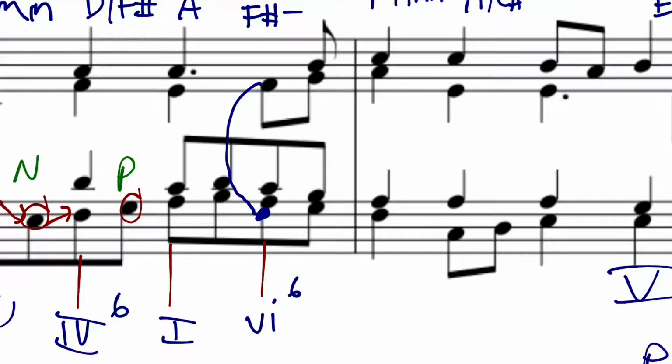Next up, both of these ones you could see as both going up by step, then both going back down to the chord by step. And so we can say both of these actually are neighbor tones.